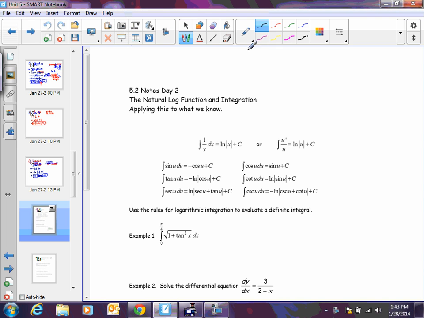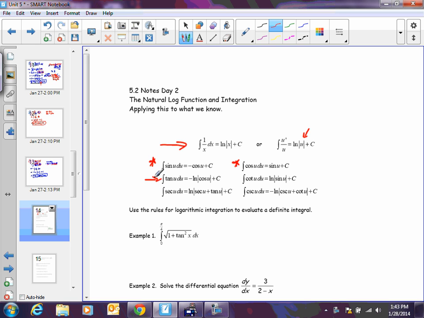Okay, so yesterday we learned how to integrate 1 over x, or just in general, a derivative over itself, and we would get natural log. Remember, we had the absolute value bars around the log argument. And then we also talked about some trig integrals. You already know how to integrate sine and cosine because it's very similar to the derivatives.